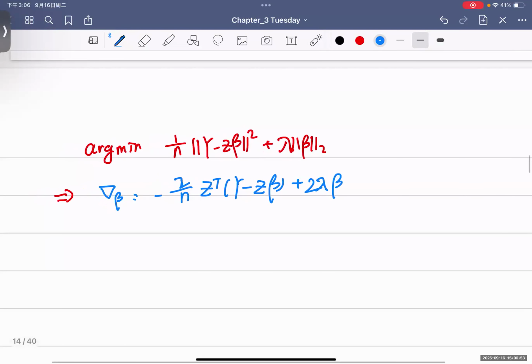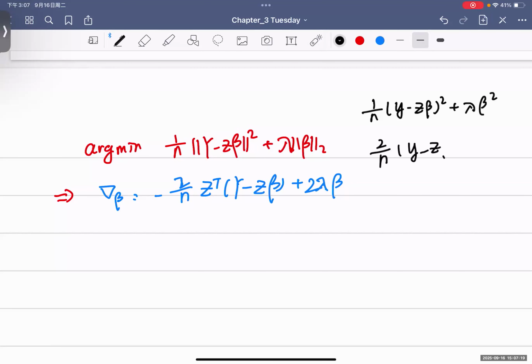If you forget, let me just emphasize the trick. For the one dimension, y, z, beta are all constants. Then we take the derivative with respect to beta. It equals 2 over n times (y minus z beta) times negative z, and adding 2 lambda beta. I emphasize this trick a lot of times.